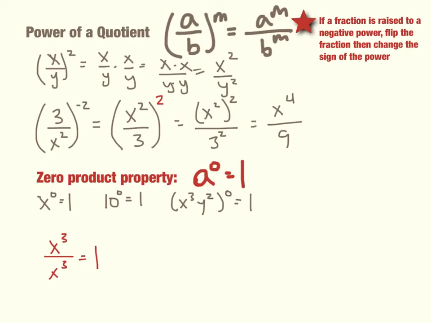So, if I think back to my quotient rule, x cubed over x cubed is the same thing. I can just subtract the exponents as x to the 3 minus 3. Well, 3 minus 3, that's x to the 0. And that's why anything to the 0 power equals 1.